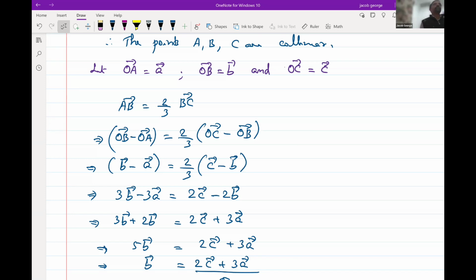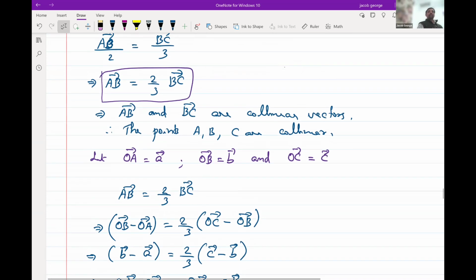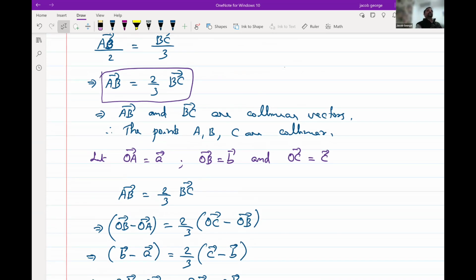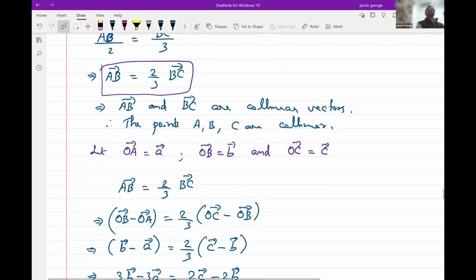So how did we find out that A, B, and C are collinear? Because AB we wrote 2 by 3 times of BC. One vector is scalar multiple of the other. So they are collinear.